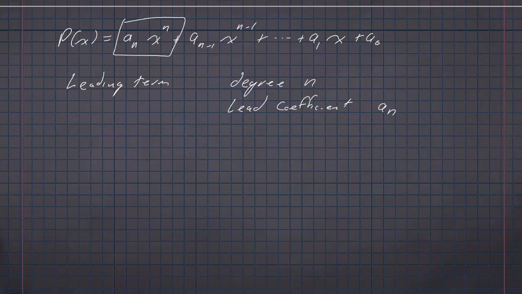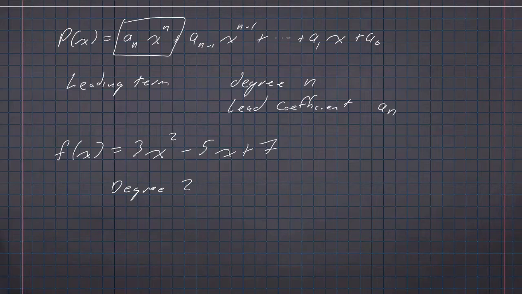Recognizing the degree and lead coefficient of a polynomial is a very easy step towards understanding the behavior of the graph of a polynomial. So if I have a function like f of x is 3x squared minus 5x plus 7, I can see that this is a polynomial with degree 2 and lead coefficient 3.